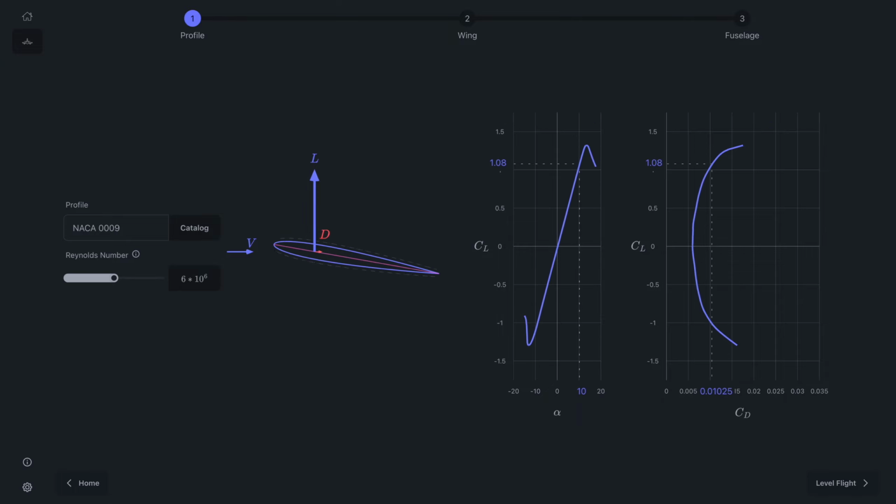This is a symmetrical airfoil. It has zero camber and produces no lift at a 0-degree angle of attack. Its aerodynamic properties are also symmetrical.